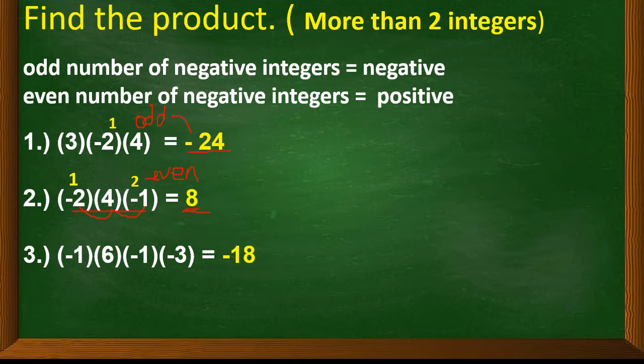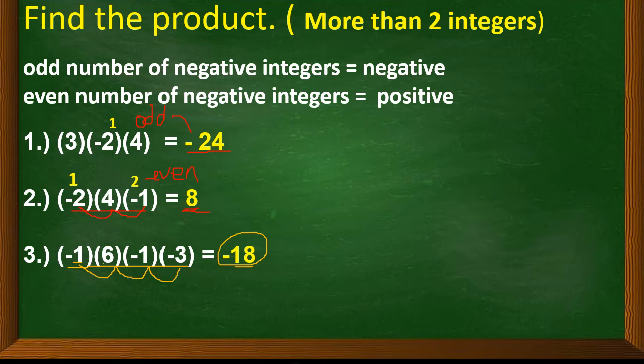Next example. Negative 1 times 6 times negative 1 times negative 3. Our product is negative 18. Why do we have this product? Okay, let's begin. 1 times 6 is 6. 6 times 1 is 6. 6 times 3 is 18.